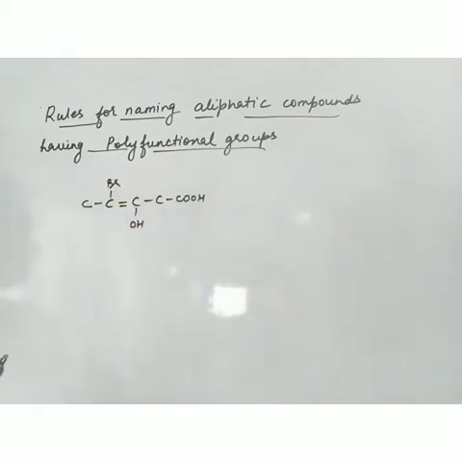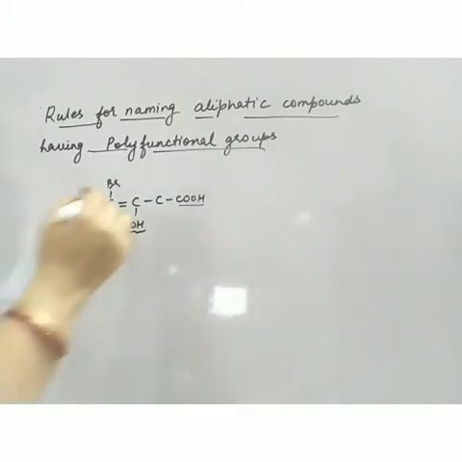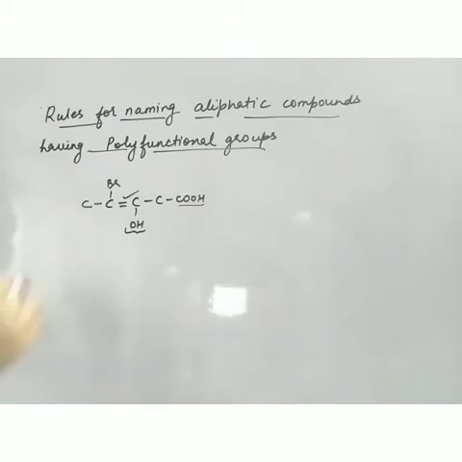Now this compound is containing acid also. This compound is containing alcohol also. This compound is containing multiple bond also. And this compound is containing halogen also. So how to write the name for such a compound? Now what are the rules for writing the names of these compounds? So first we'll discuss the rules and then we'll take the examples.